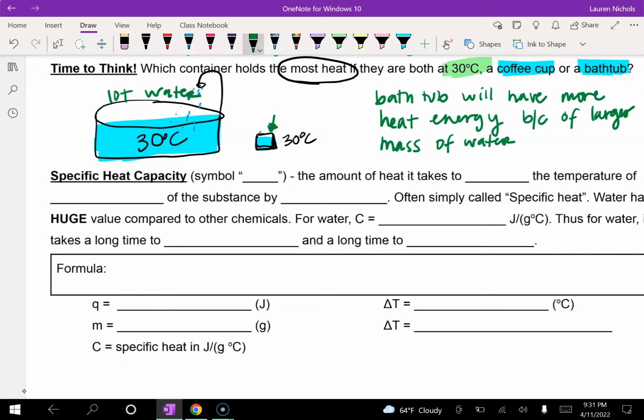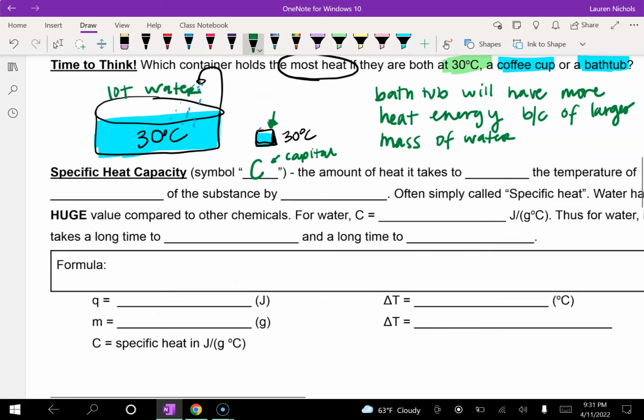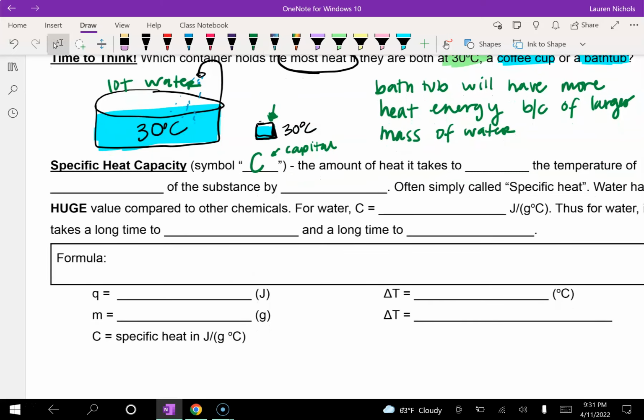And so this concept of how different substances require more heat for a certain temperature is all related to a concept called specific heat capacity, which is represented by a capital letter C. Key thing to note is that this is a capital letter, not a lowercase letter, because a lowercase c means something different.